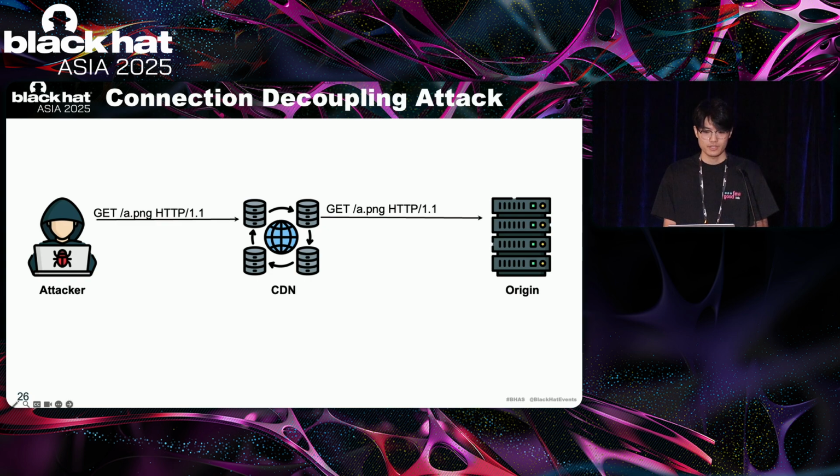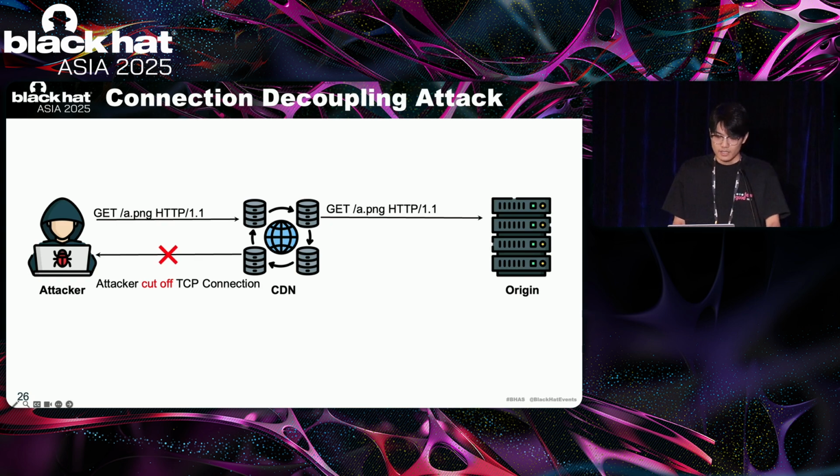According to this strategy, it's easy to find an attack surface. If an attacker sends a request and then disconnects the client-side connection, the CDN may still complete the fetch from the origin and cache the full response. This leads to traffic amplification, because the attacker caused the origin to send data even after the client has disconnected.